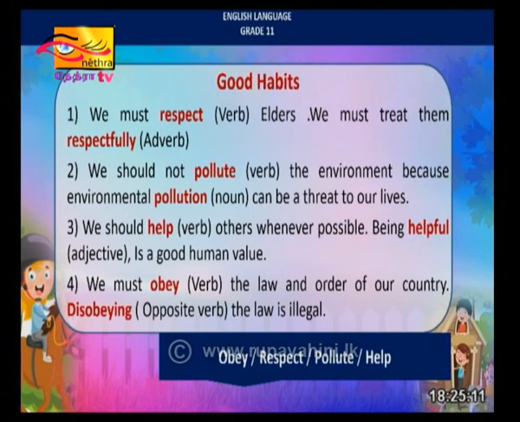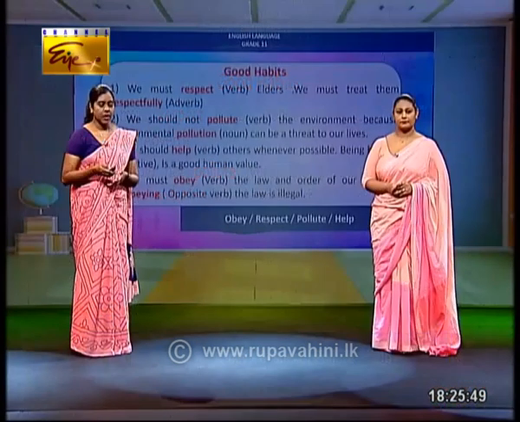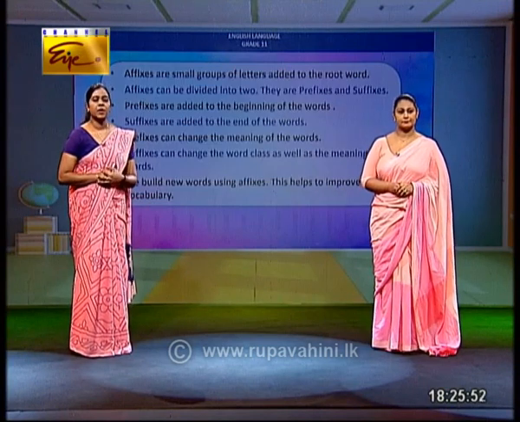Exactly. And the third one, there also we have two words. One is the root word, the other one is the newly formed word with a suffix. We should help others whenever possible. Being helpful is a good human value. Help is a verb and helpful, you know, is an adjective. We must obey the law and order of our country. Obey is the verb and that is the root word there. What is the opposite of this verb? Disobeying. Disobeying the law is illegal. Exactly. Right.